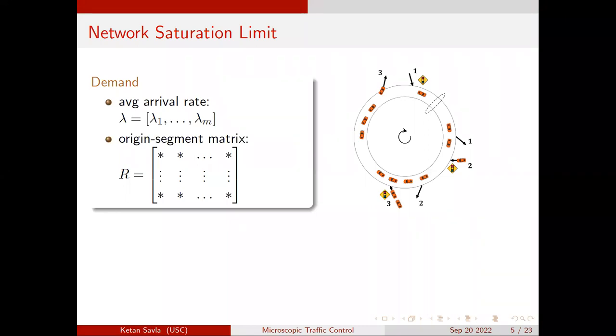So with this specification, I've specified the demand process almost completely. Why almost completely? Because in order to specify it really completely, I need to provide more statistics of the arrivals.